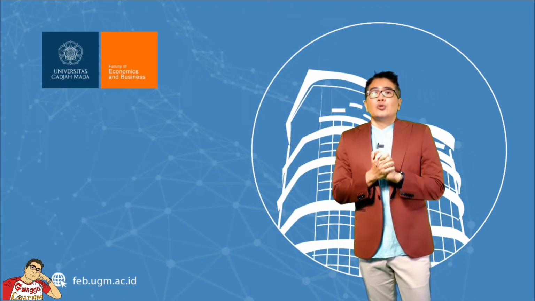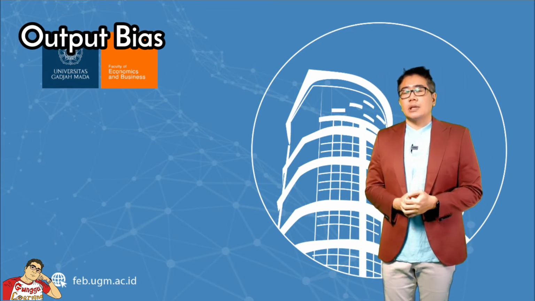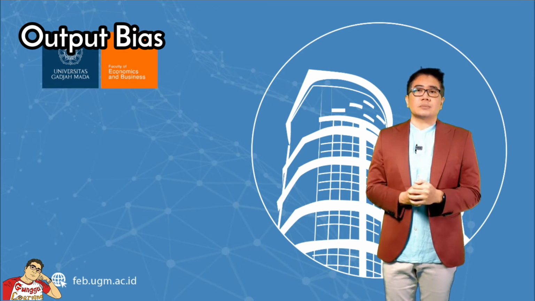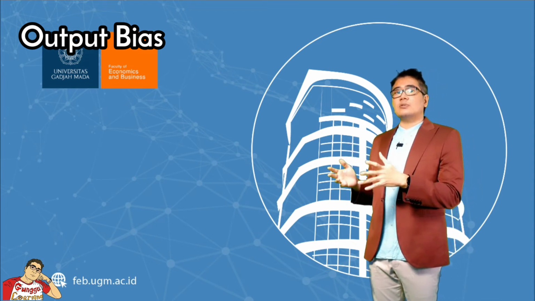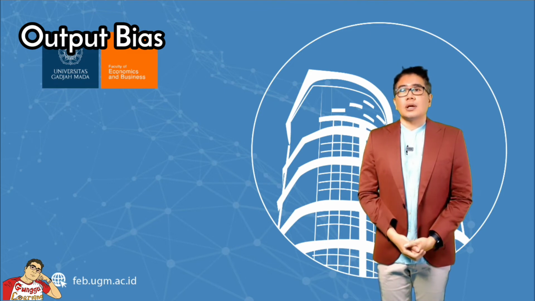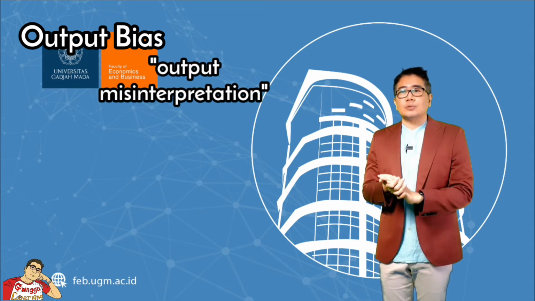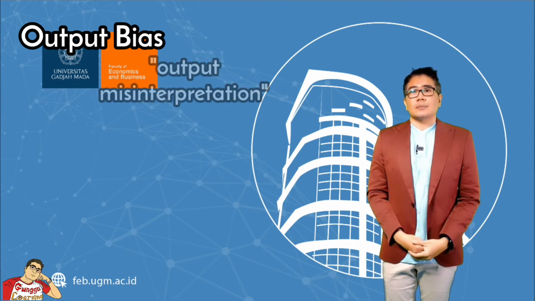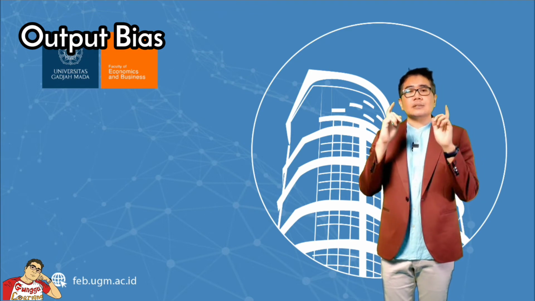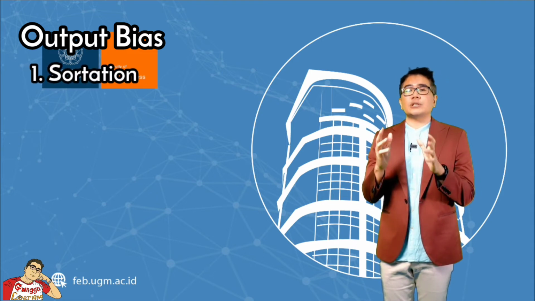Now, we will discuss about output bias as a part of the output design. We have to consider output bias before choosing an output design. An output bias is basically when the system produces an output intended to the users. However, the users misinterpret the output. So there is a bias there. The output bias in the information systems can happen in several ways. The first one is how information is sorted.